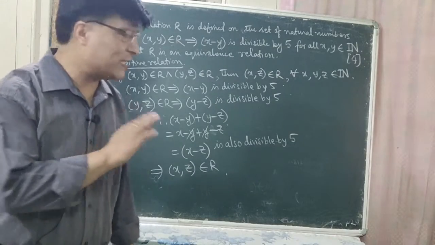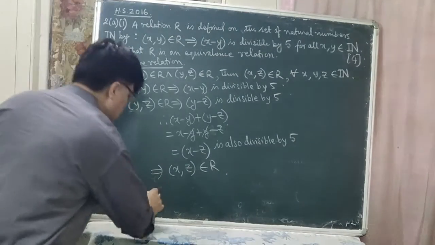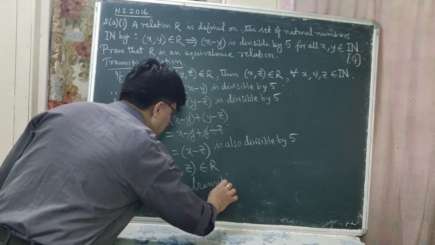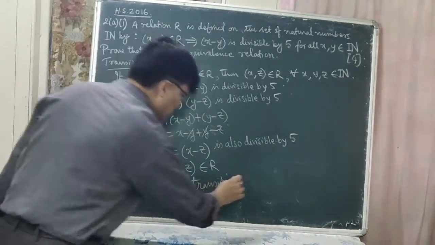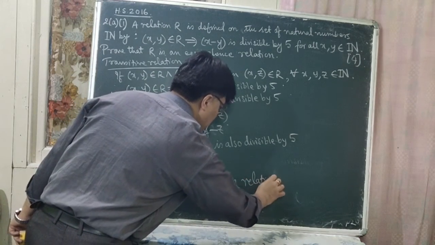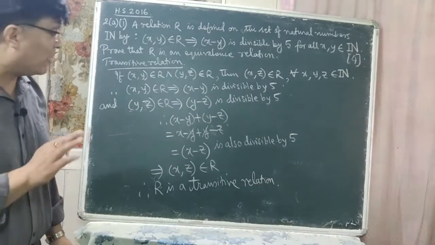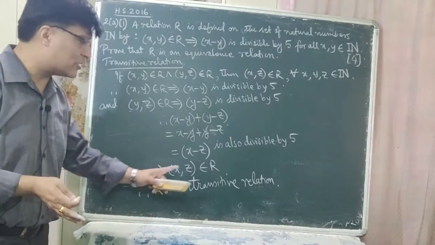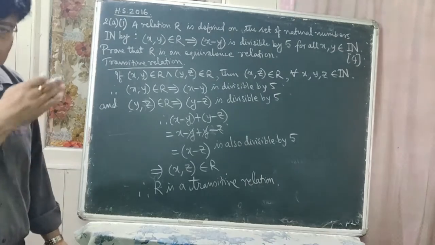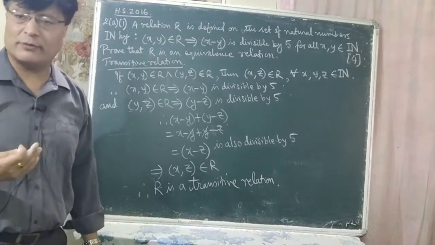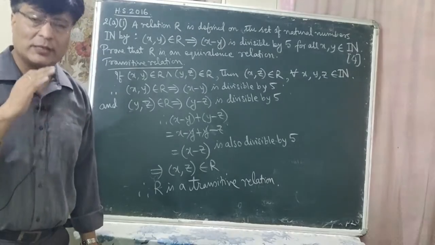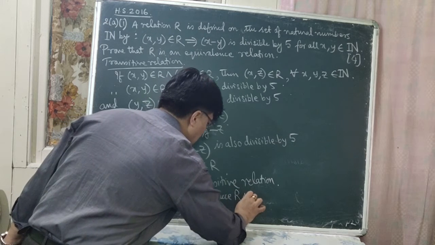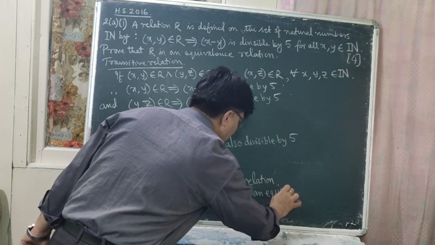So what can you write about the relation R in this case? R is a transitive relation. So I think you have understood it. So we have proved that R is a reflexive relation, R is a symmetric relation, as well as R is a transitive relation. So R satisfies all these three types of relations. So according to the definition, R is an equivalence relation. Hence R is an equivalence relation.